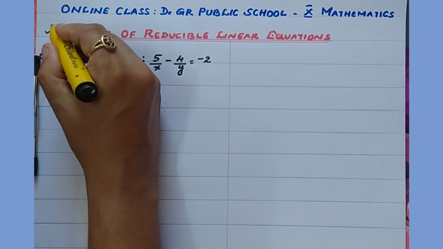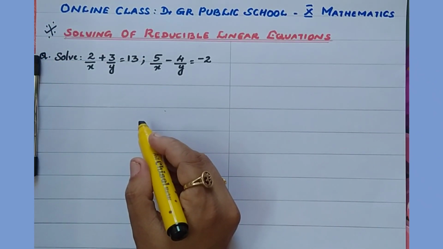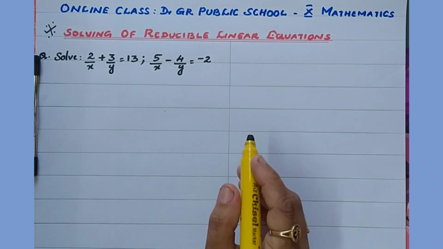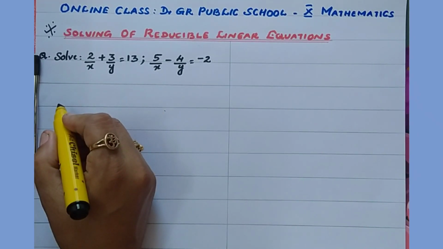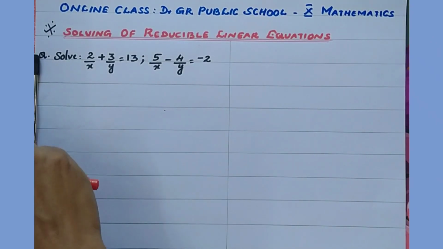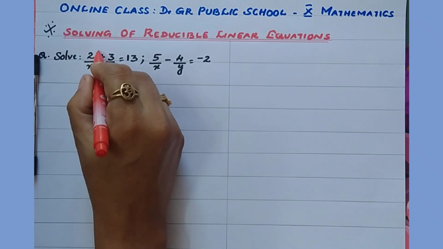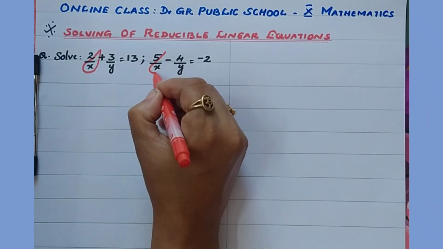Very important, this section: solving of linear equations by reducible method. How to do this? All of you listen here. To do these types of problems, you need to make a substitution. Here, 1 by x and 1 by y are the common terms in between these two. Look at this one, 1 by x. Here also 1 by x.